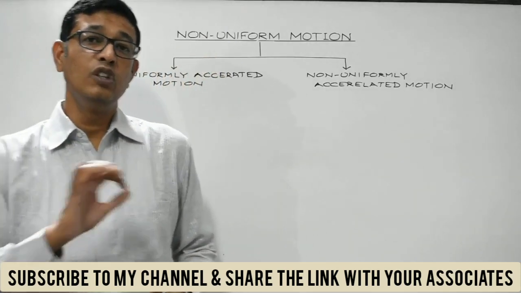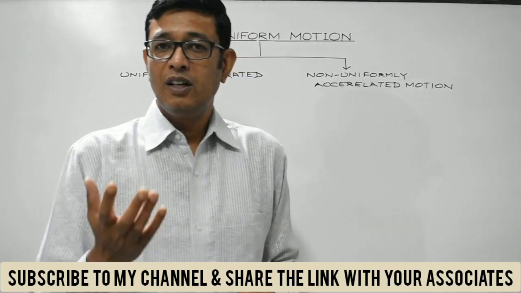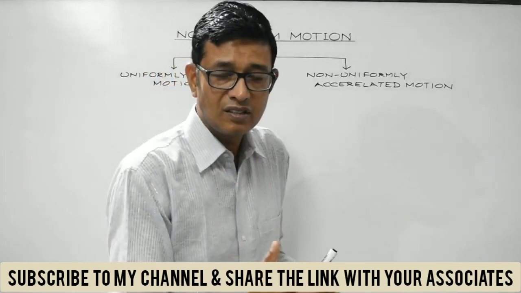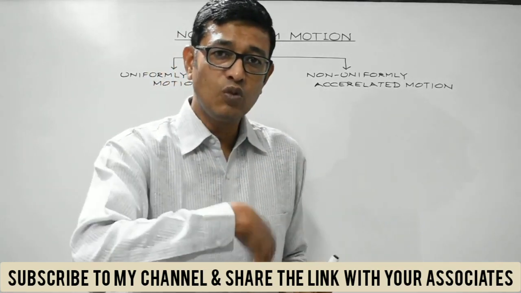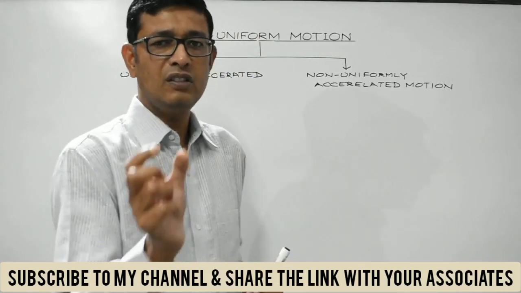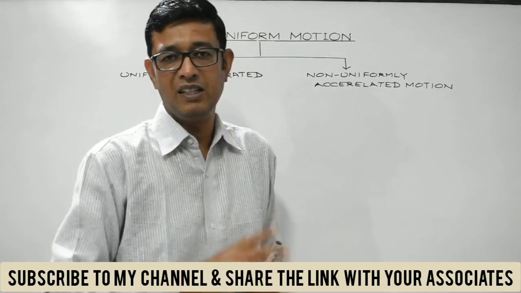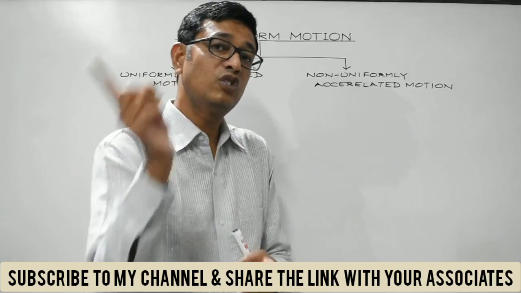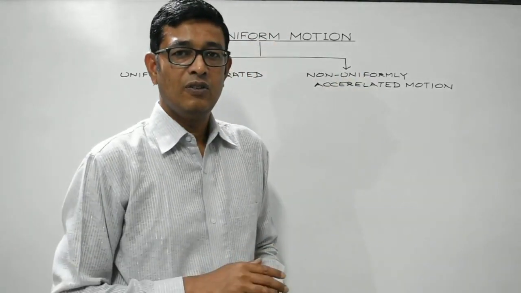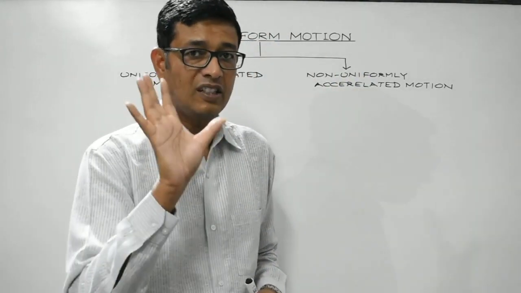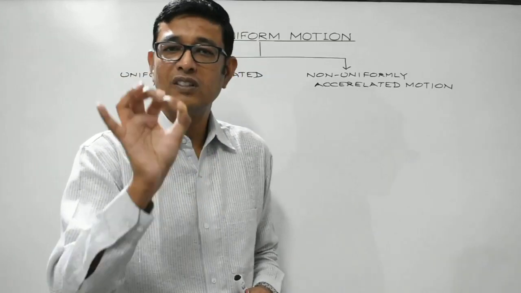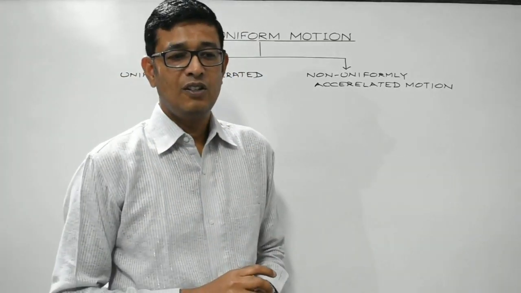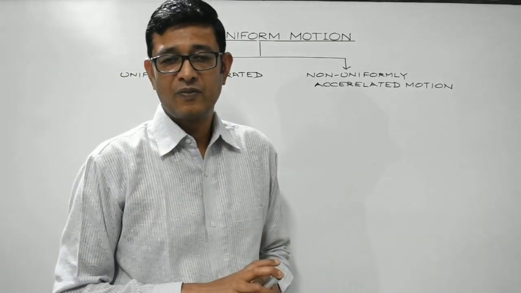Now students, uniform motion means a body covering equal distances or equal displacements in equal intervals of time, howsoever small the time interval may be, right? That was the case of uniform motion. Only when the velocity remains constant can the body possess uniform motion. So what about non-uniform motion then?